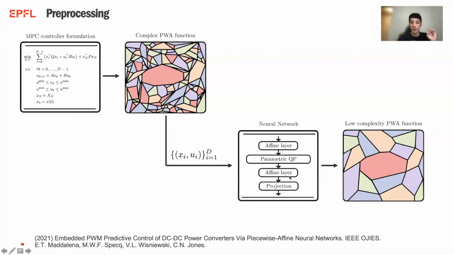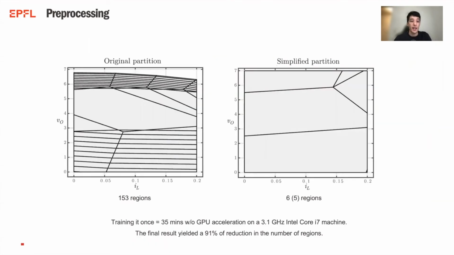Okay? If you're interested in this work, you can read more about it in our paper. That's, by the way, freely available online. The results that we got were actually very surprising. On the left, you see the original explicit MPC controller partition of the state space. It's quite complicated. It has 153 regions, and some of them are even really, really small, which could be complicated for our microcontroller to even represent.